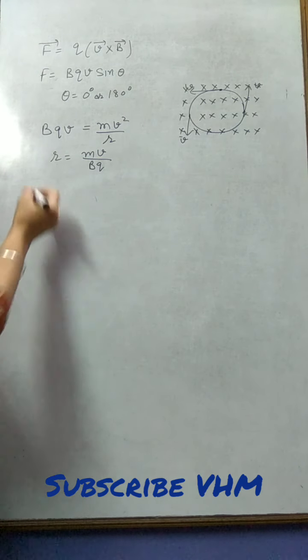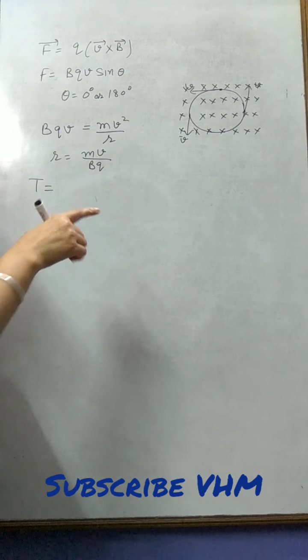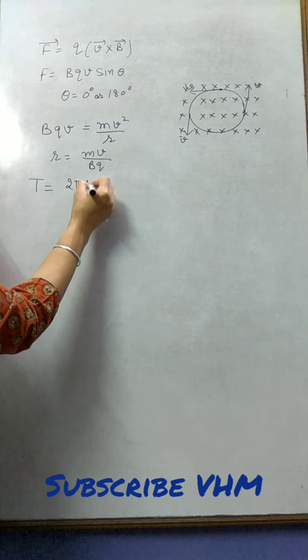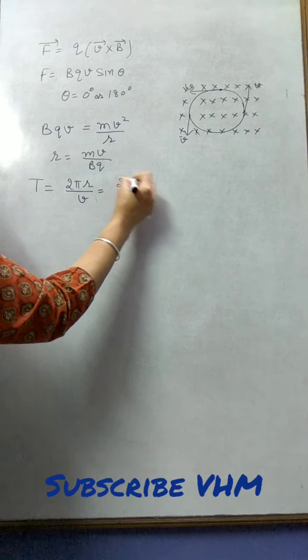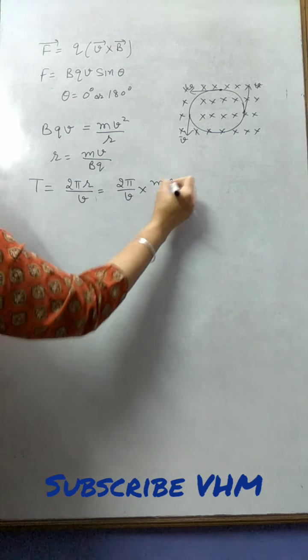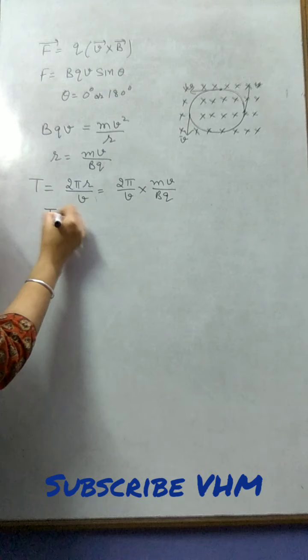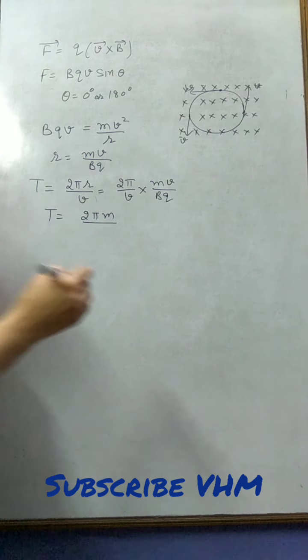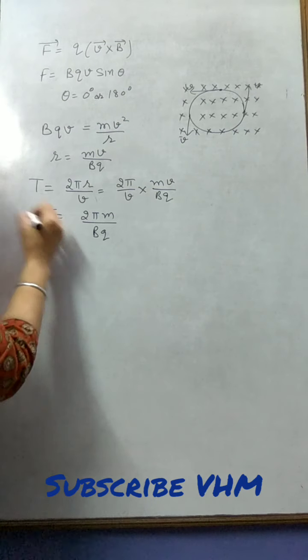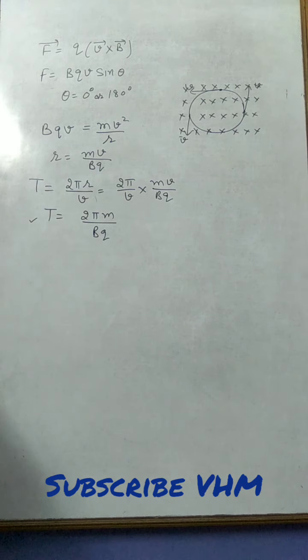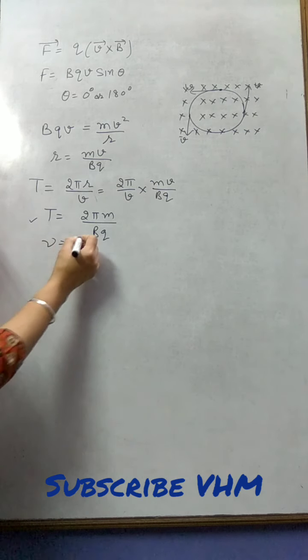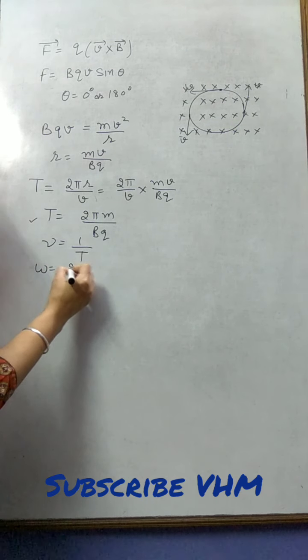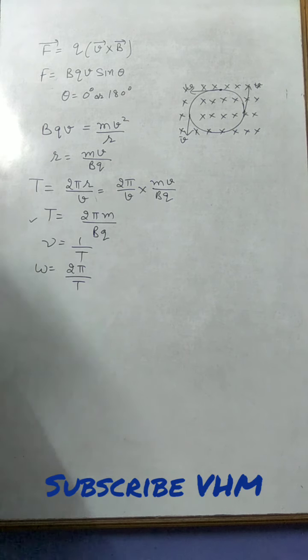So the time period to cover this is 2πr upon velocity, or 2πmv upon vq, or the time period is 2πm upon q B. This means the time period of this motion is independent of the velocity of the charged particle. The reciprocal of this is called frequency, and 2π by T is called angular frequency.